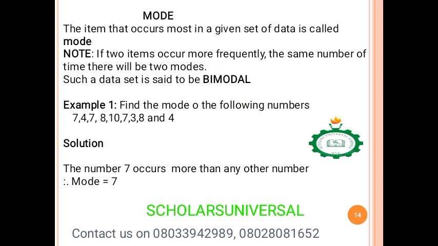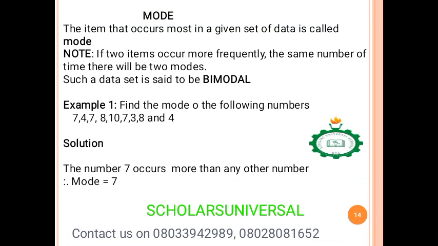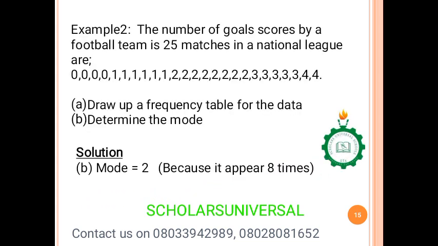Let's look at this example. Find the mode of the following numbers: 7, 4, 7, 8, 10, 7, 3, 8, and 4. From the appearance of these numbers, 3 appears once, 4 appears twice, 7 appears thrice, 8 appears twice, and 10 appears once. So it's only 7 that appears 3 times, and that is the mode. It has the highest number of occurrences.